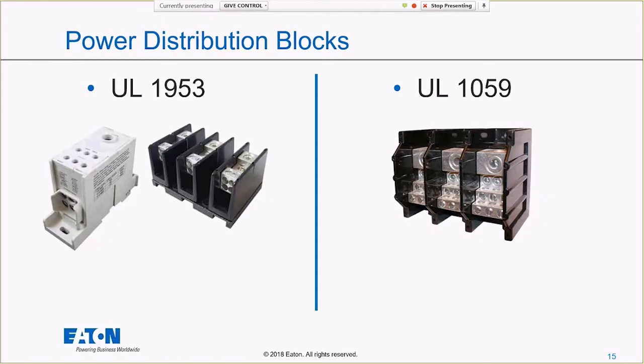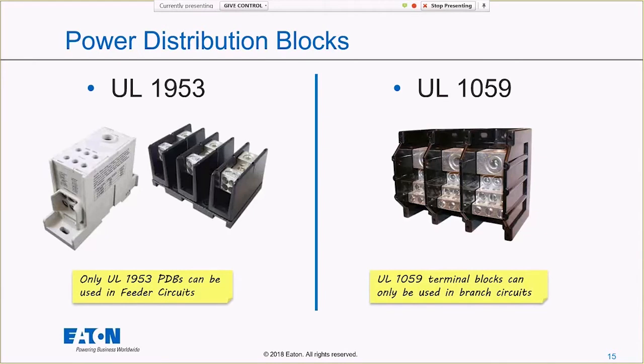You can actually see that in these two open power distribution blocks. You can see there's space in between each of those poles, right? That gives you distance over air, distance over surface, to make sure you don't get arcing between the phases. So UL 1953 is permitted to be used in feeder circuits, only those, and 1059 can only be used in branch circuits. So for a UL 1059, the easiest way to tell the difference, I mean, you can look at the spacing, but if you don't really know what the spacing is, if you look at a UL 1953 power distribution block on the side, you see a UL listing on it.